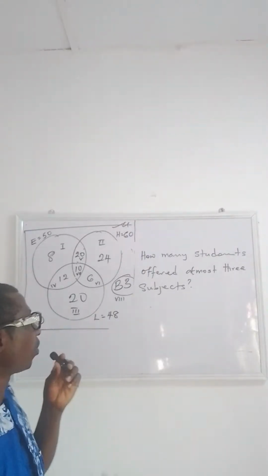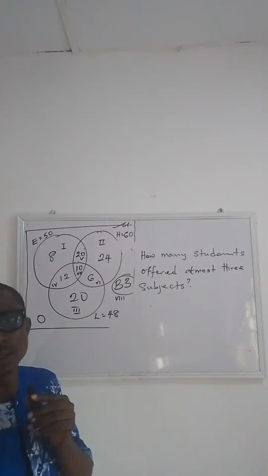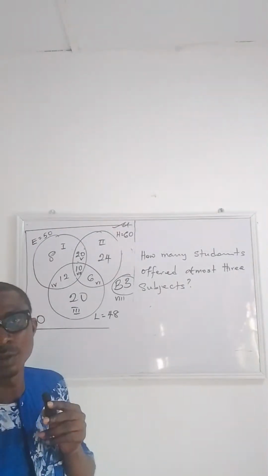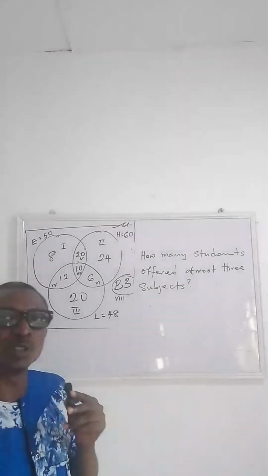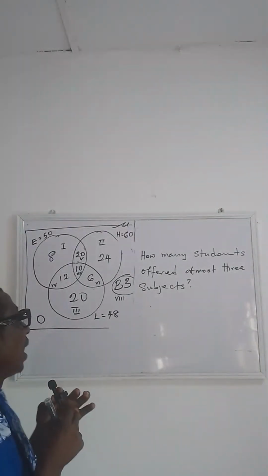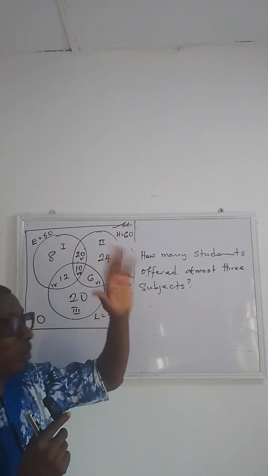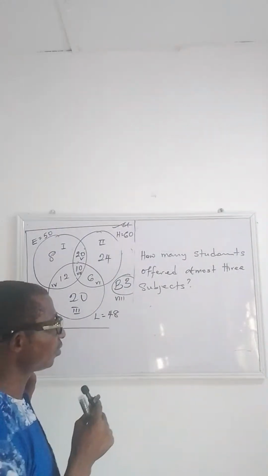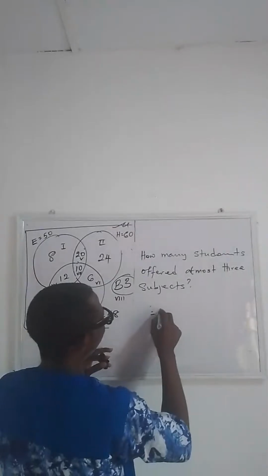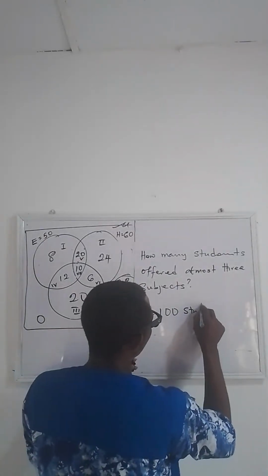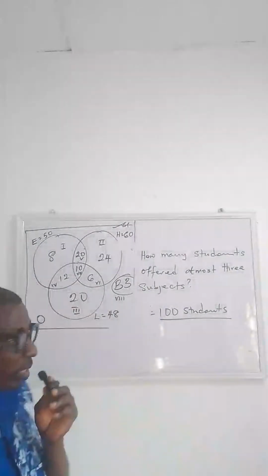That means the question is asking for the number of those that did not offer any of the subjects, those that offer 1 subject, those that offer 2 subjects, and those that offer 3 subjects, because at most it must be 3. It must not go beyond 3. And in this question, we are talking about 3 subjects. So that means the question is asking for all the students. So the answer to this question now is going to be 100 students. 100 students. Hope you get that.